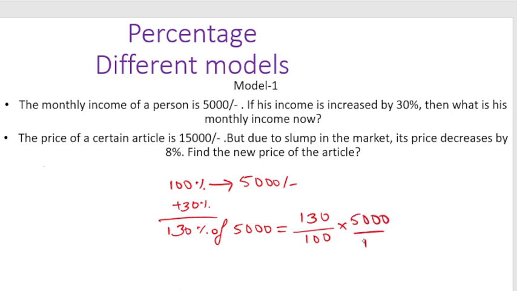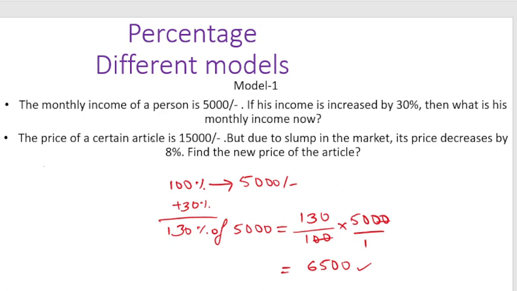Nothing is there means by 1. These two zeros get cancelled. 130 into 50, 6500. Like this you will get the new income. Let's come to the second example.